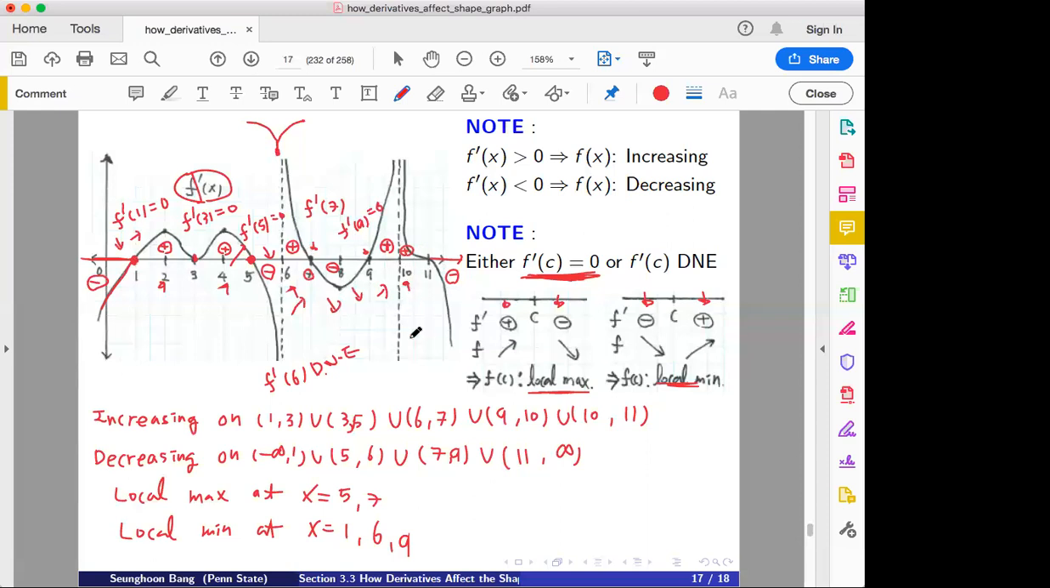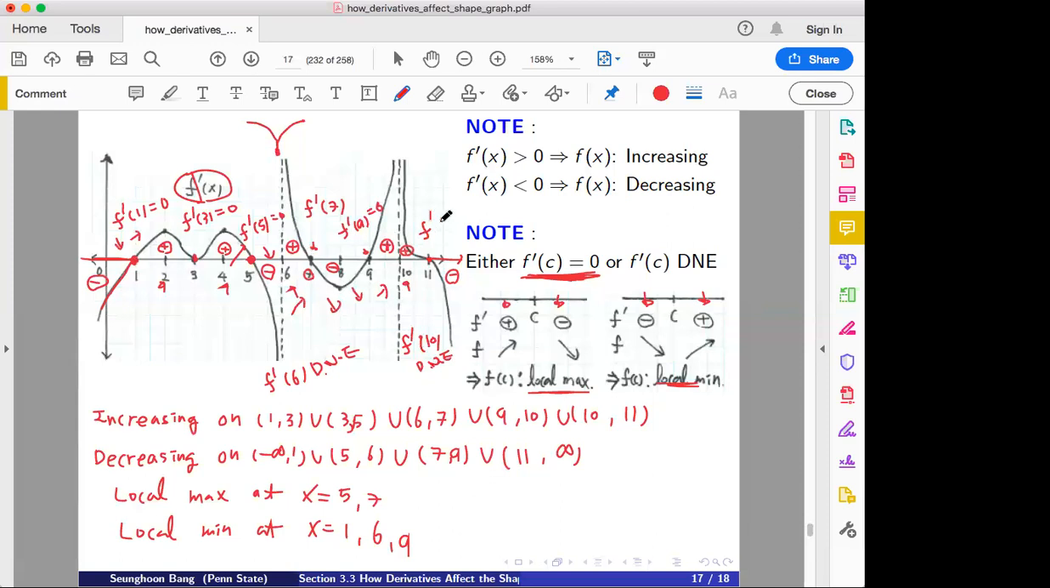How about the 10? What's F prime of 10? F prime of 10, what's that? Does not exist. Function value does not exist. Here, local maximum, local minimum, or neither at 10? Yeah, neither, because the sign doesn't change. Positive to positive, nothing. What about 11?